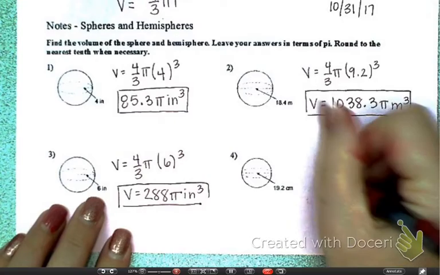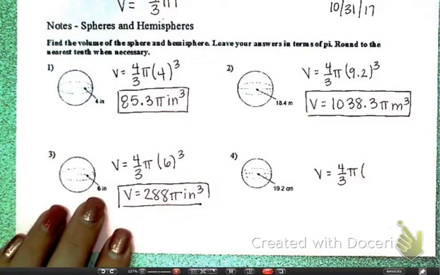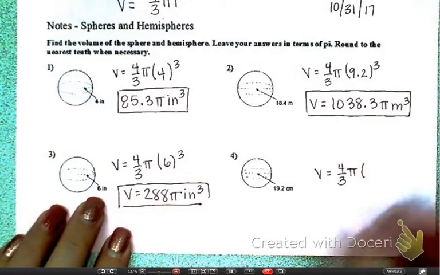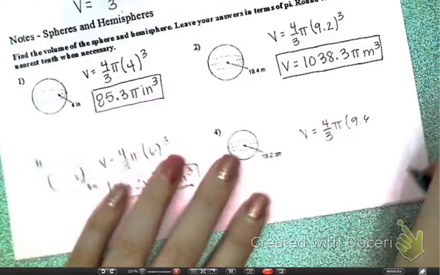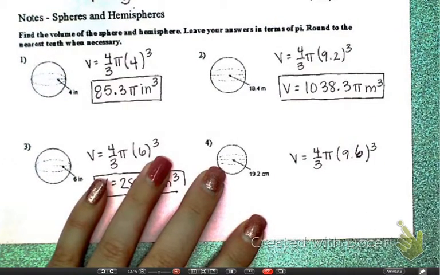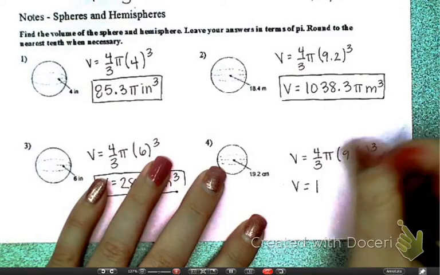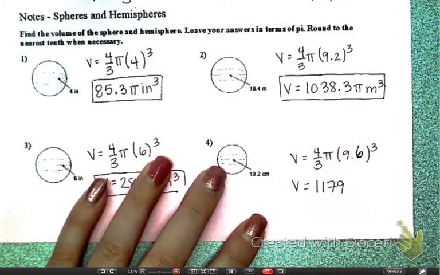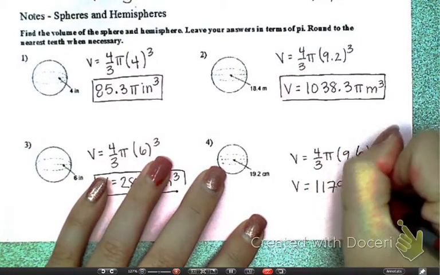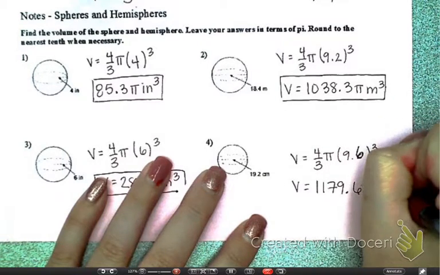And then for the last one, volume equals 4/3 pi. My radius in this case is 9.6. So 9.6 to the third power times 4/3 is 1,179.6 pi centimeters cubed.